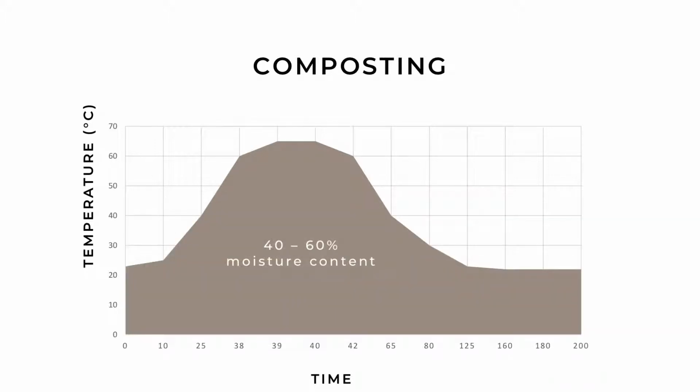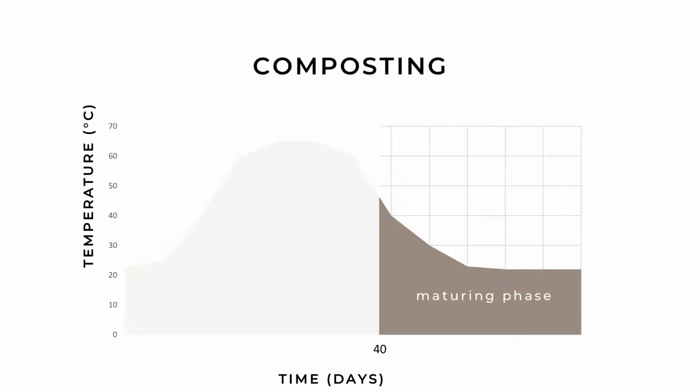You also need to ensure that the moisture content of the pile is 40 to 60%. You can add water to the pile while turning the system. After about 40 days, the piled material has a soil-like color and the pile temperature has fallen below 50 degrees. This indicates that the process has entered the maturing phase.